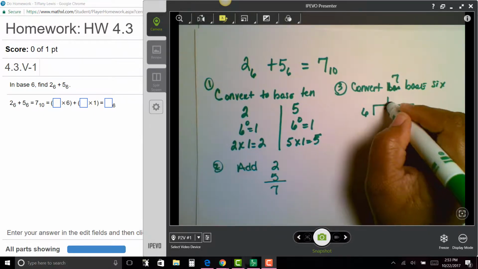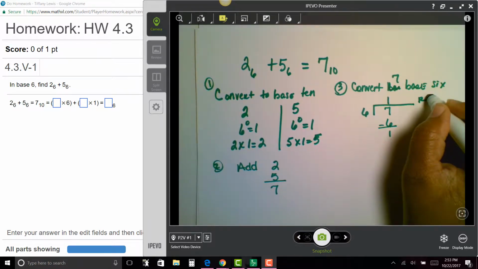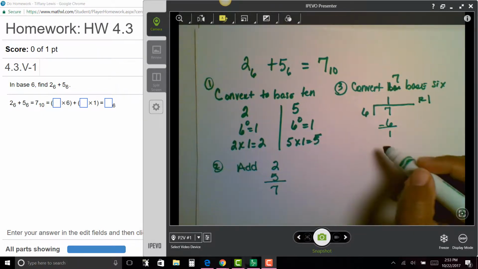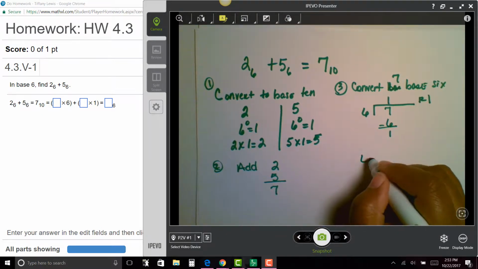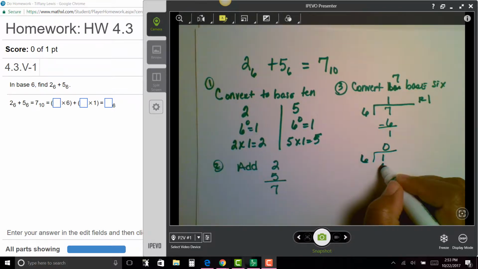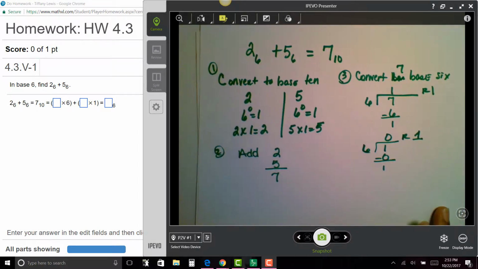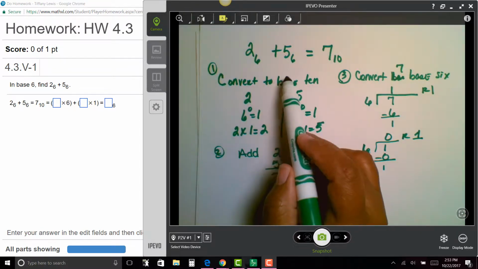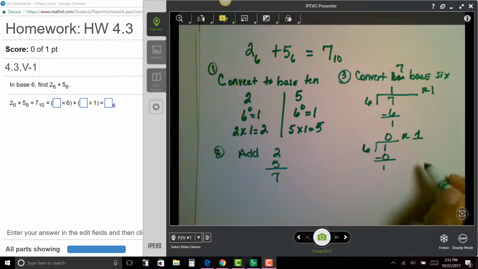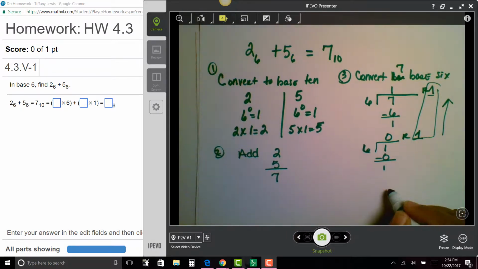Okay, so 6 goes into 7 once. 1 times 6, we have 6. We subtract, we have a remainder of 1. And then we're going to take the 6 divided into 1, which it divides into 1 0 times. We have a remainder of 1. So 2 base 6 plus 5 base 6 is equal to, remember that this would be our answer, we start from the bottom and work our way to the top. It will be 11 base 6. So we have the solution.